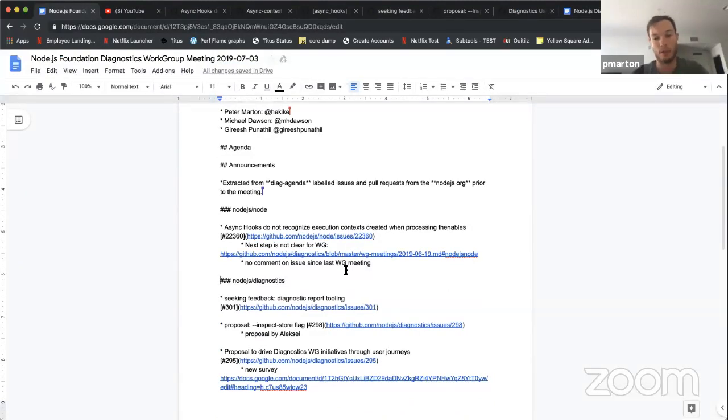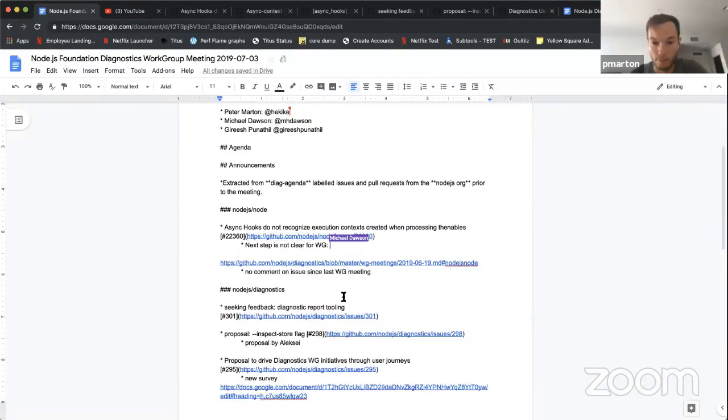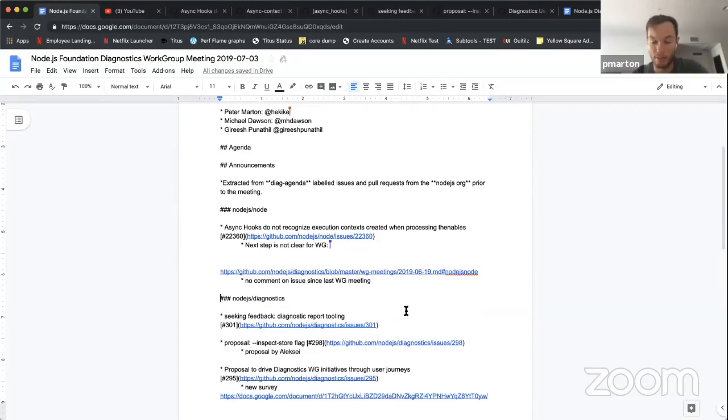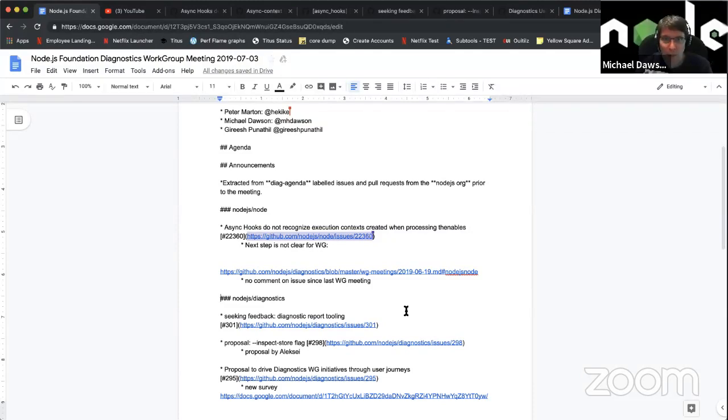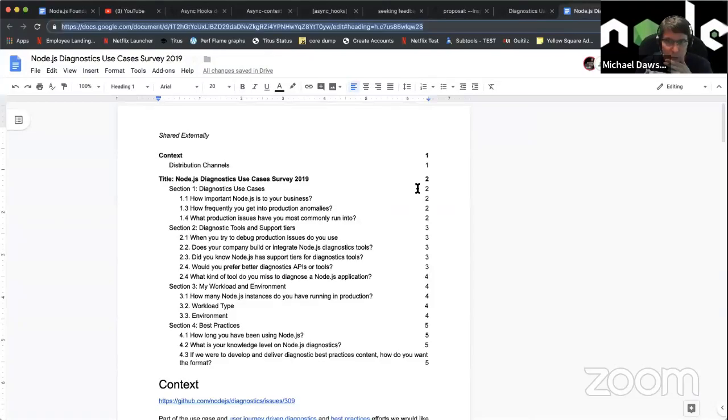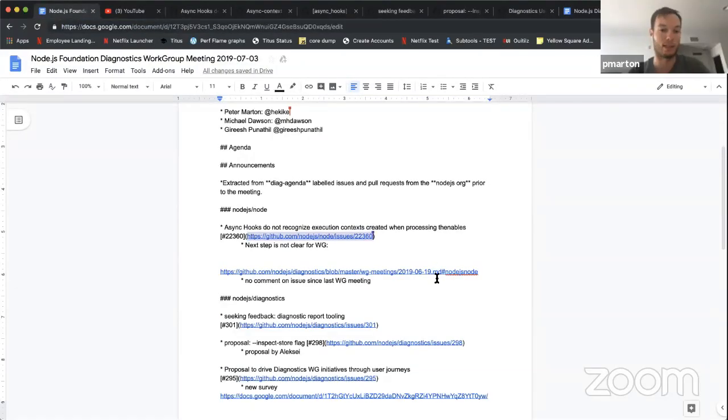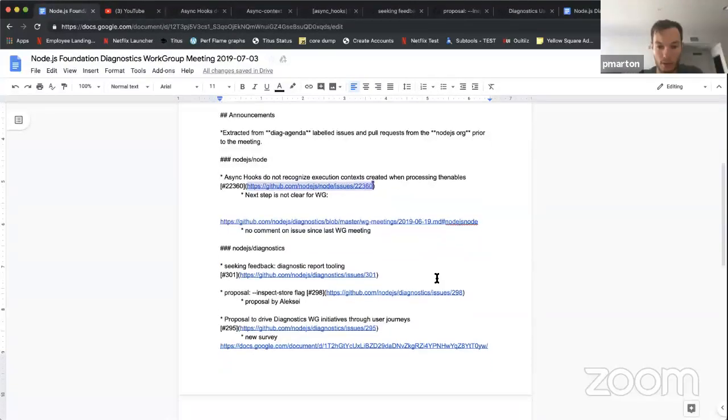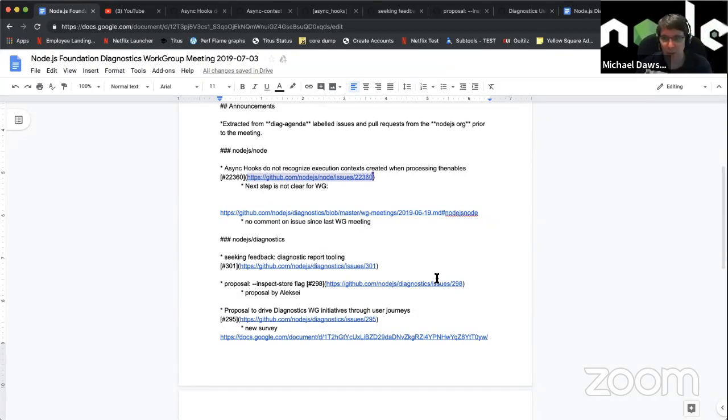There is one item which we also discussed briefly last week. This was labeled in the main Node.js repo: async hooks do not recognize the execution context created when processing the labels. Last time we agreed that it's not really clear what would be the action item, and I don't see any comments since. Does the working group have any more context on that, or should we go to the next item? I checked the meeting notes from last time, and the conclusion was that it's not clear what we need to do. I don't have any additional context, so unless Dries does, we might as well move on.